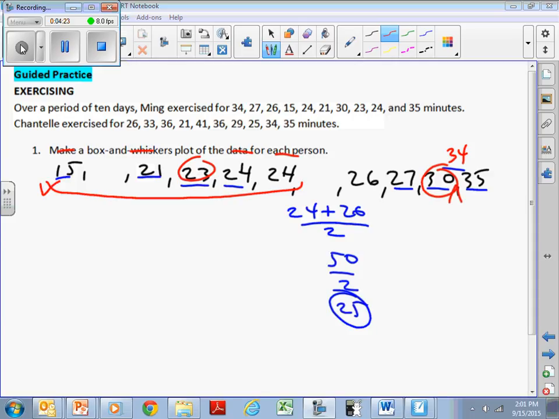15. Someone say max? 35. I'm not sure what this is going to tell us once we find it out, but technically what they want you to do while I set mine up is they want you to start on Chantel's information.